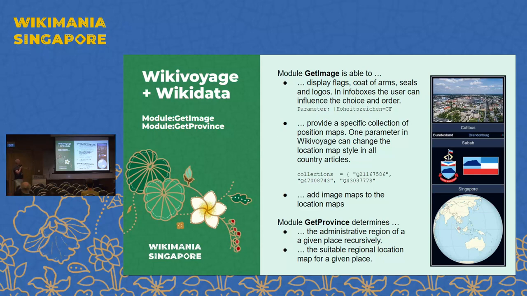So you can just use in the parameters the first letter, and then it will show us coat of arms or flags or something. And special features are the location maps. You can choose for the whole wiki which kind of maps you want to see. So there is a priority list of collections, and the German Wikivoyagers decided to use the green ones, the green orthographic maps, but just by changing the item in this one parameter, you can change all articles at the same time and display another location map. And we have a special module that's climbing up the geographical hierarchy on Wikidata, and it determines the first level province of every town in every country.